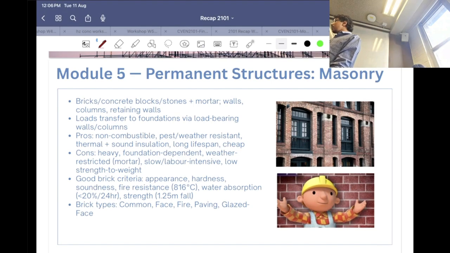However, it is heavy. It's very foundation dependent, weather restricted, so mortar. Very slow and labor intensive, and has a very low strength to weight ratio. So yeah, and then we've got some other stuff, like what makes a good brick. We measure the strength of bricks through falling, so we drop it from 1.25 meters. If it stays intact, it's good. If it doesn't, then it's a bad quality brick.